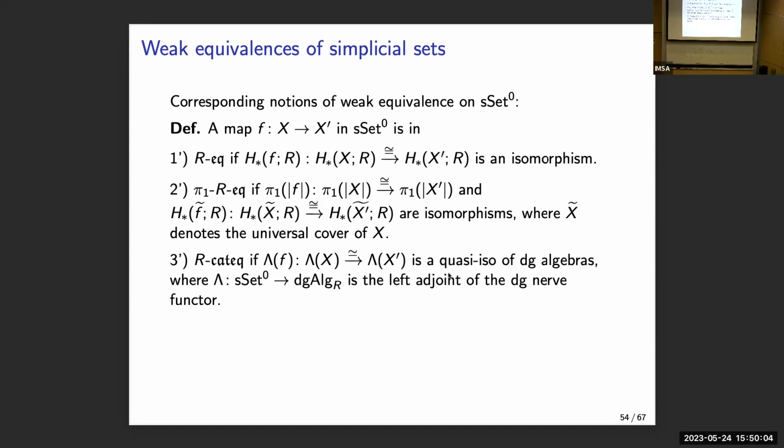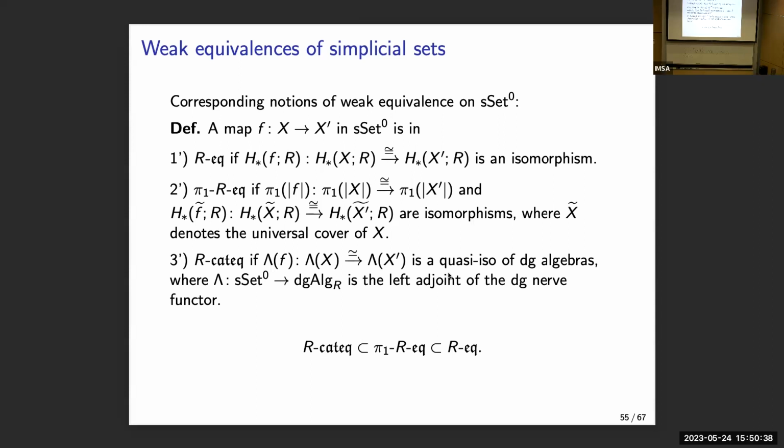And you can try to relate them to the previous three notions of equivalence on simplicial coalgebras. And let me just make a statement with words. Maybe this is not a good idea, but let me just say it. Just put it in my slide. You also have these strict inclusions for these notions. These are also exercises, right? Any R categorical equivalence is a pi1 R equivalence.